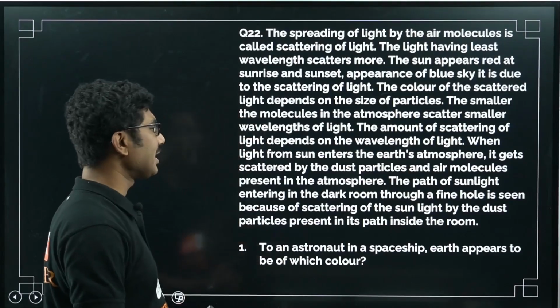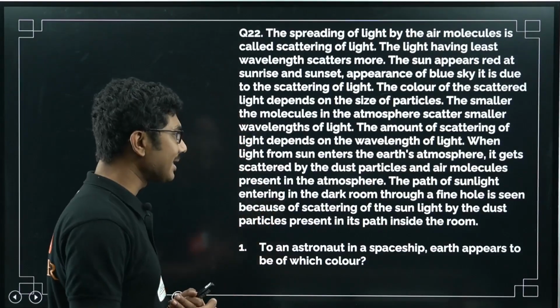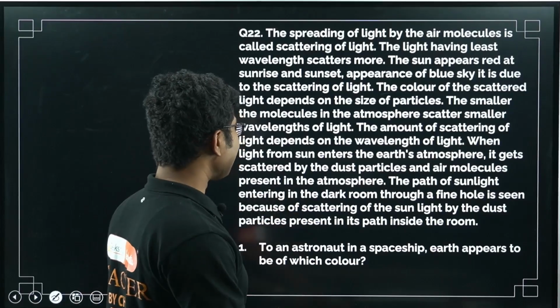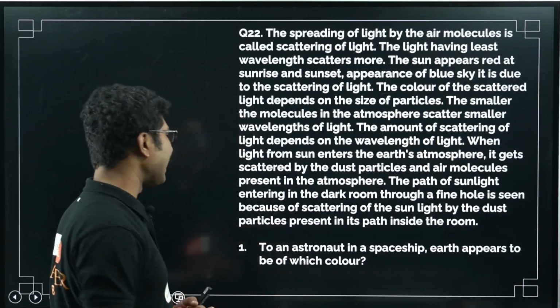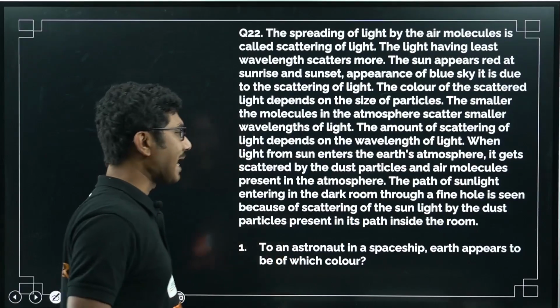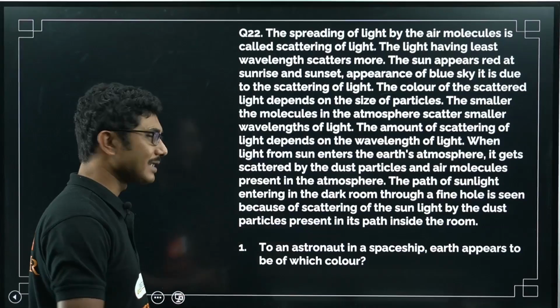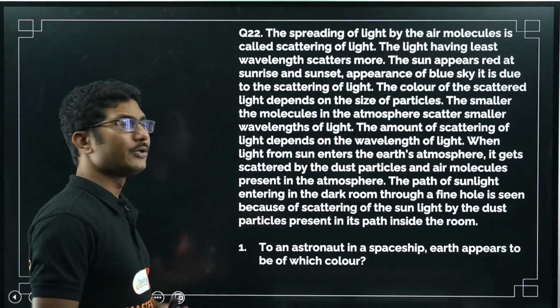When light from the sun enters the Earth's atmosphere, it gets scattered by the dust particles and air molecules present in the atmosphere. The path of sunlight entering a dark room through a fine hole is seen because of the scattering of the sunlight by the dust particles present in the path inside the room. Okay, so basically they are talking about the Tyndall effect.